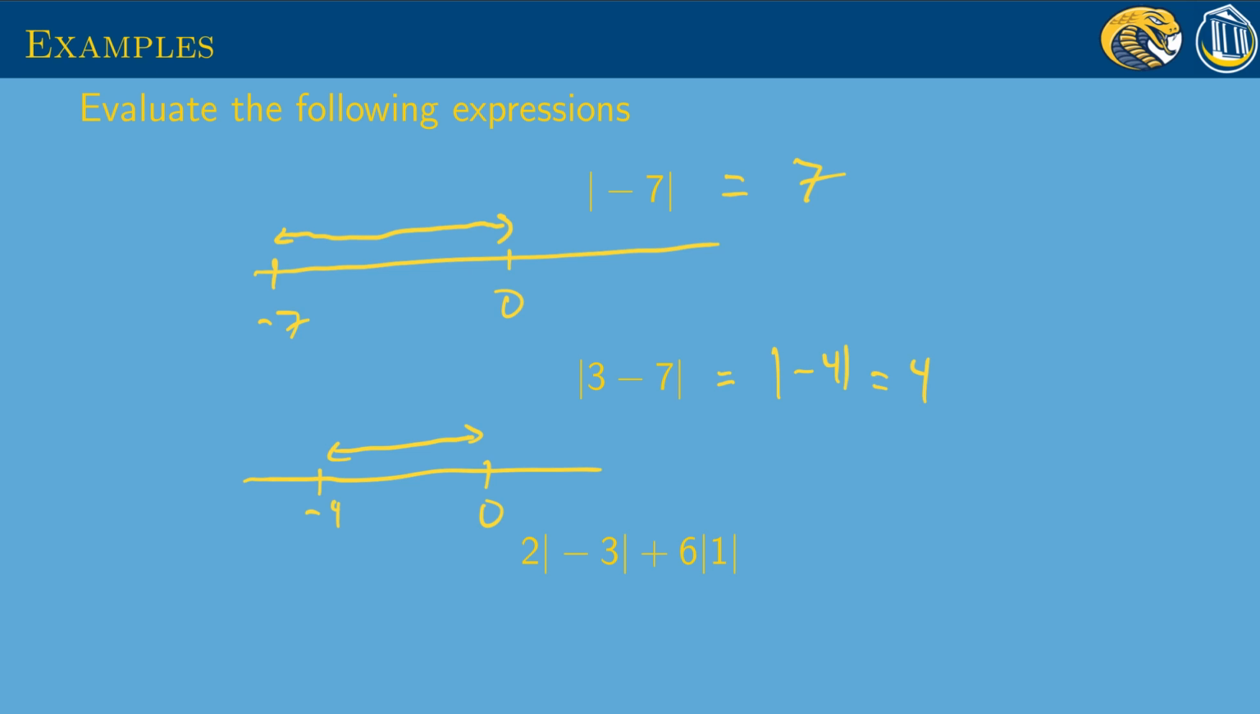When we're simplifying 2 times the absolute value of negative 3 plus 6 times the absolute value of 1, we can just evaluate the absolute value of negative 3 and the absolute value of 1, giving us 2 times positive 3, since the absolute value of negative 3 just drops the negative sign. And then the absolute value of positive 1, well, that's just positive 1. This whole expression just becomes 6 plus 6, which is 12.